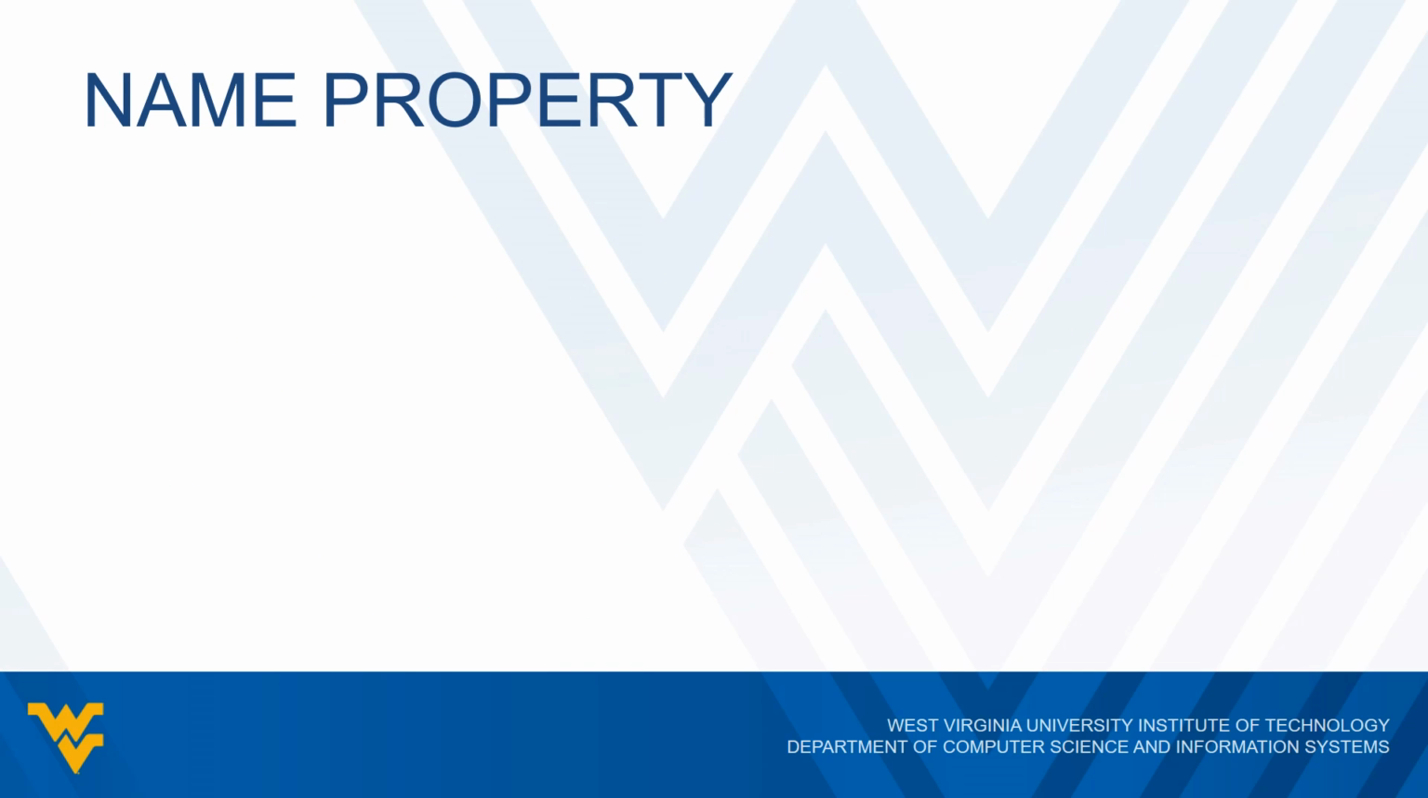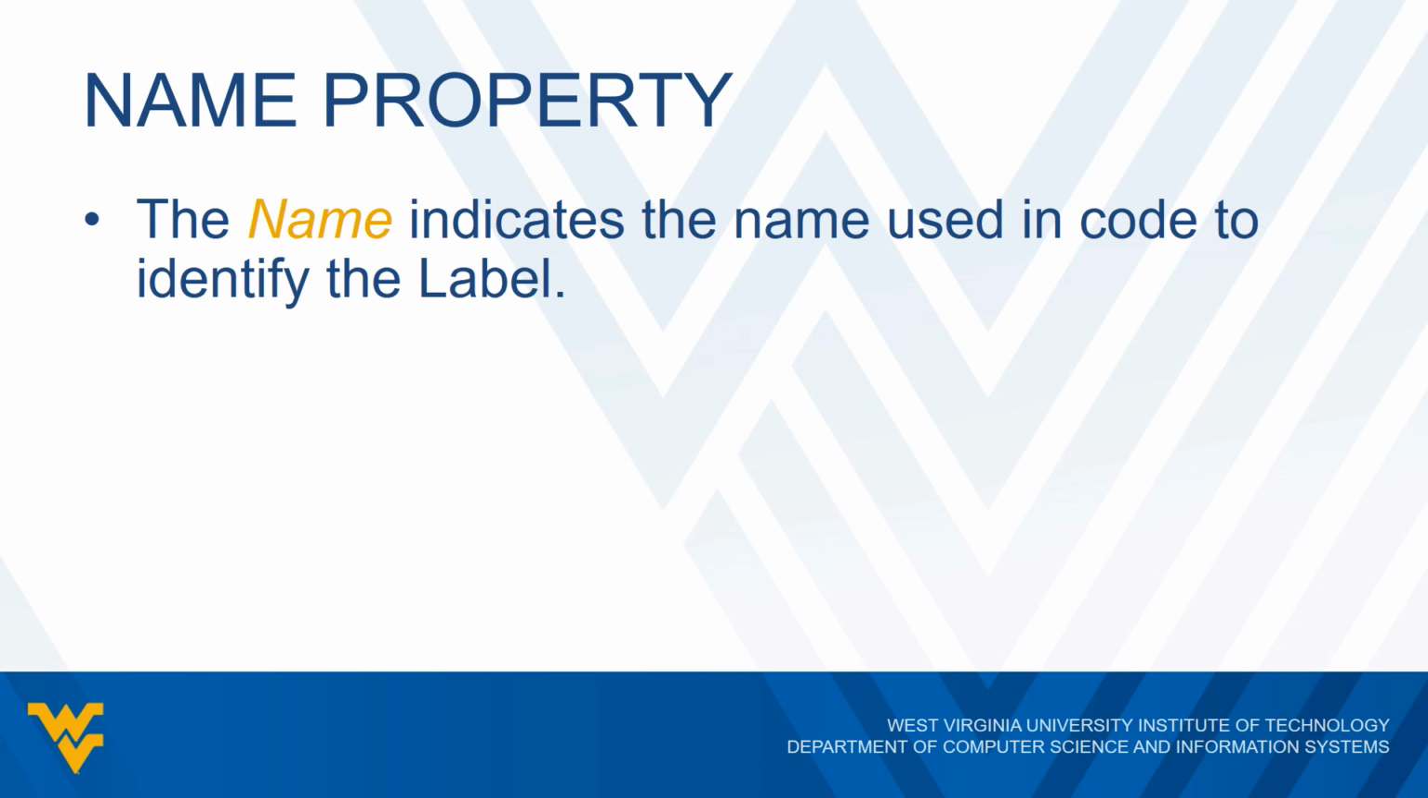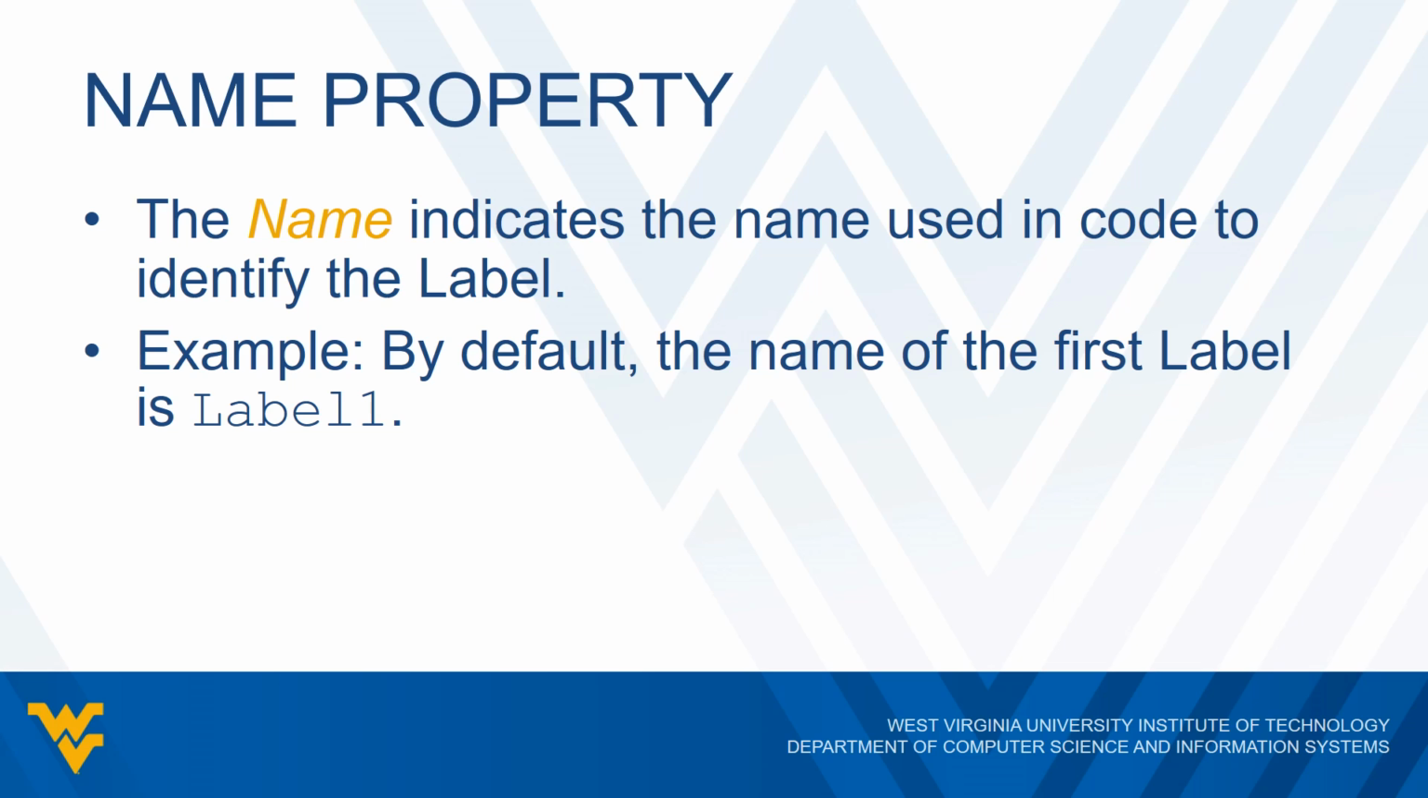I also want to take a minute to talk about the name property for labels. Here, the name property just gives us the name of the label that's used in our code to identify the label. This works just like the name property for forms. Remember, with forms, by default, the name property says that the form is called form1. Well, for labels, by default, the name of our first label would be label1, the second label would be label2, the third one would be label3, and so forth.